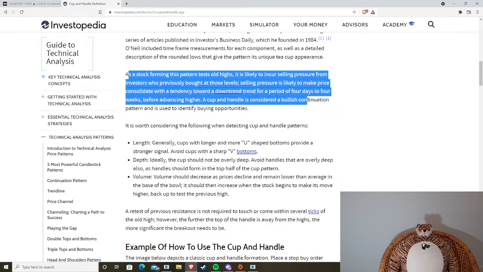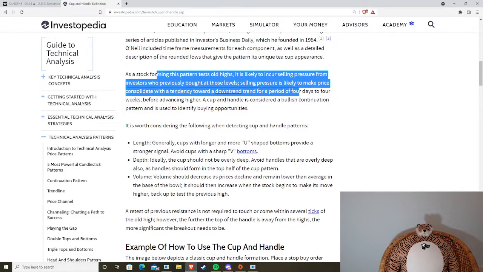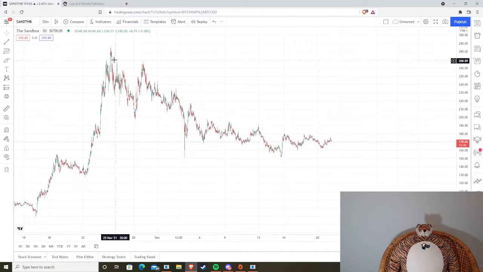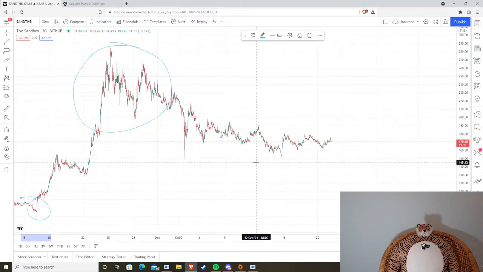As a stock forming this pattern tests old highs, it's likely to incur selling pressure from investors who had previously bought at those levels. So I think a lot of people got hopium, right? Or like super bullish right up here. I'm not a financial advisor, and I think they got super bullish. And then all the people who were in down here, they sold at them because Bitcoin dropped off.